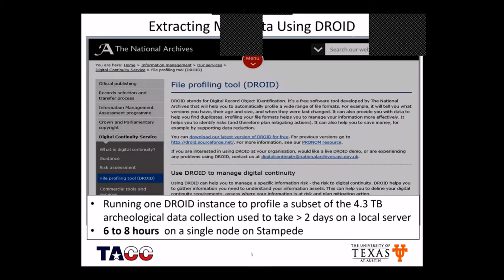We helped them establish their data management workflow on Stampede, and one of the steps in the workflow was to run multiple parallel instances of the Droid tool that I told you about. As I said, Droid is used for profiling.